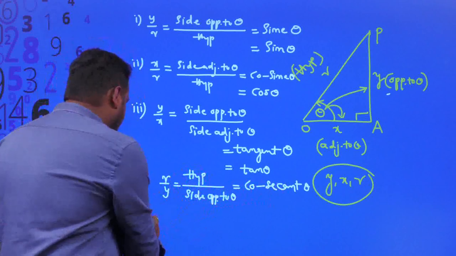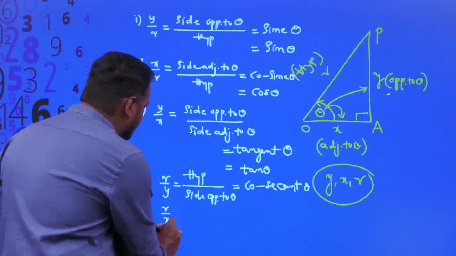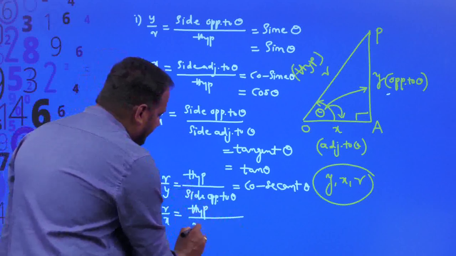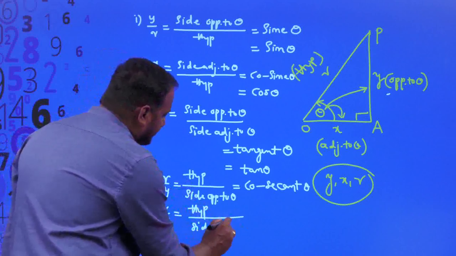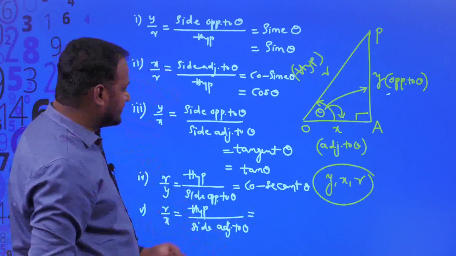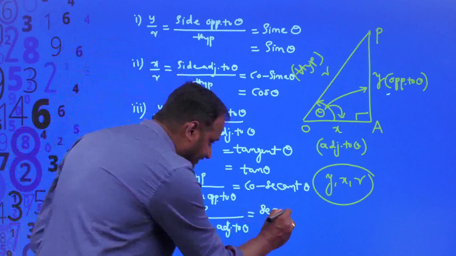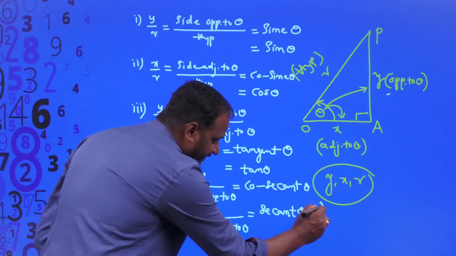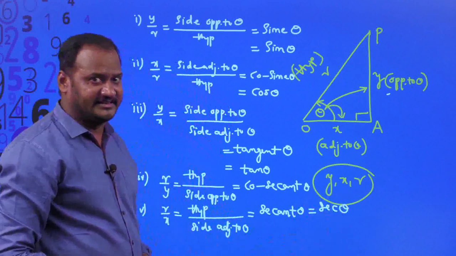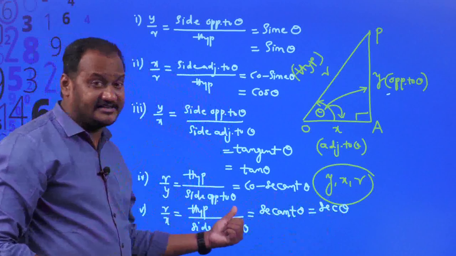The fifth one is the reciprocal ratio of x by r, that is r divided by x, which is the hypotenuse divided by side adjacent to theta. The ratio between hypotenuse and side adjacent to theta is named secant theta, and you can write it briefly as sec theta. Sec theta means secant theta. So secant theta is the ratio between hypotenuse and side adjacent to theta.